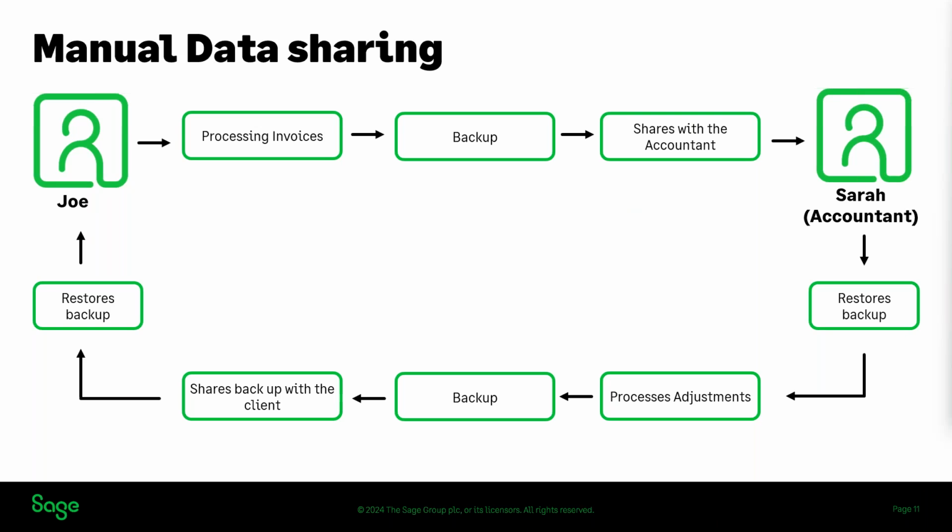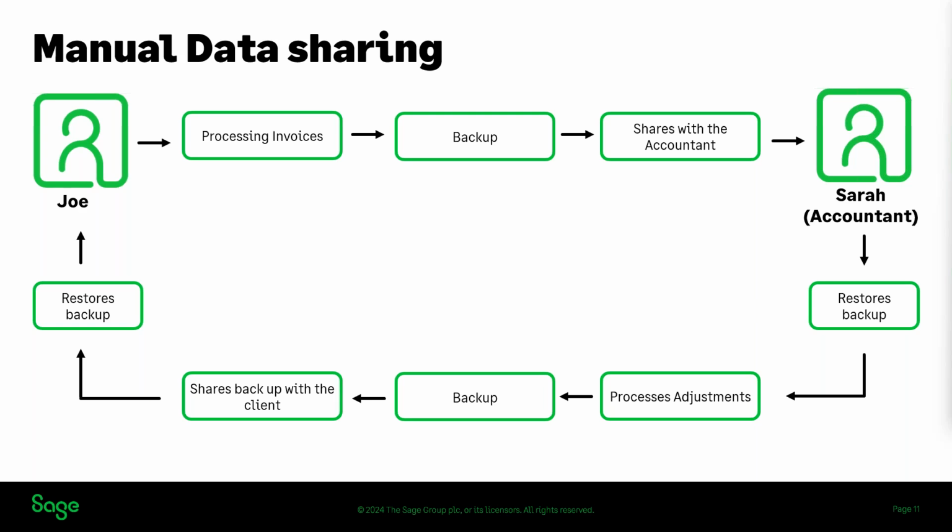Okay, so let's look at the first scenario. This scenario is if you weren't using remote data access. You might find that this is the position that you're in at the moment. You might have to share your data with your accountant, and it may look a little something like this. We've got Joe, who's in his office. Joe would process invoices. He would then take a backup of his data and then share this with his accountant, and that's Sarah on the right.